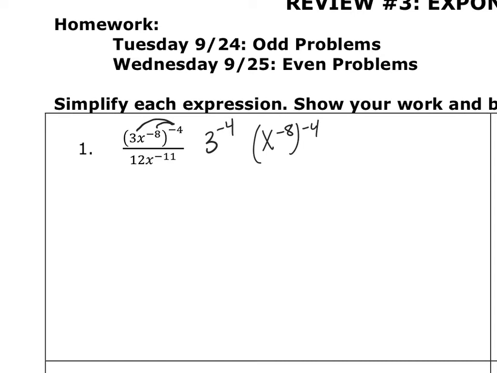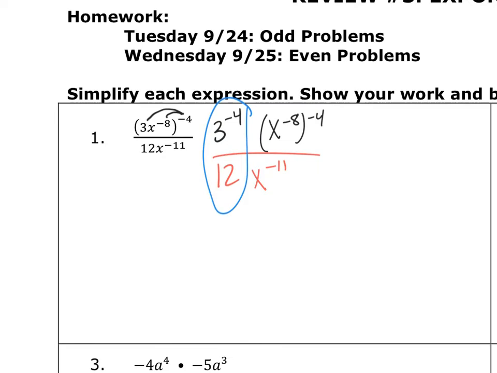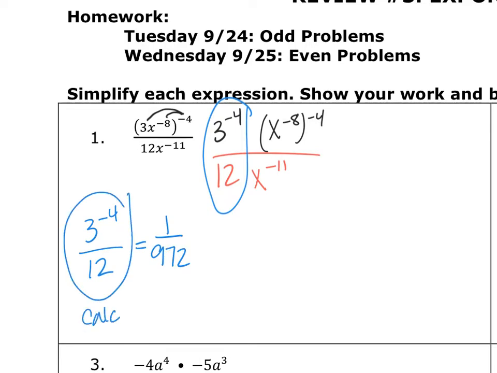When I look at the rest of my equation, the bottom has not changed. So I'll have 12 and x to the -11 with no change. First, I'm going to look at my numbers. So I have 3 to the -4 over 12. And in my calculator, I can put that in exactly like I see it. I'm going to click alpha y equals enter. 3 raised to the -4 divided by 12. And it tells me the fraction 1 over 972. Again, I just put this into my calculator exactly like I see it.